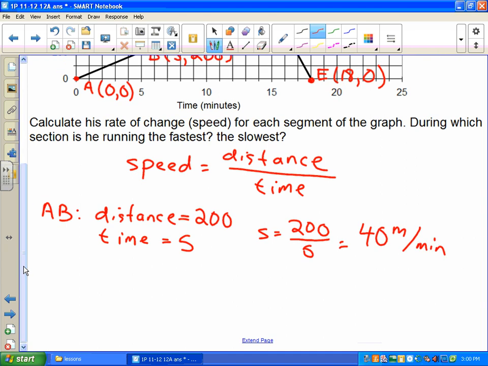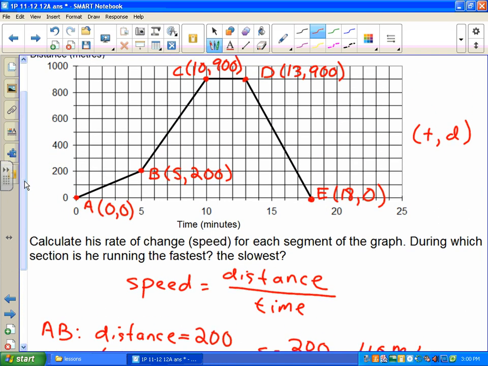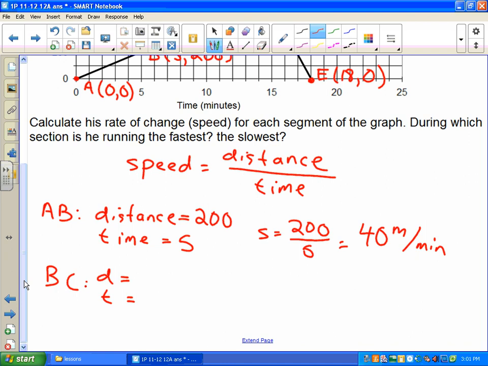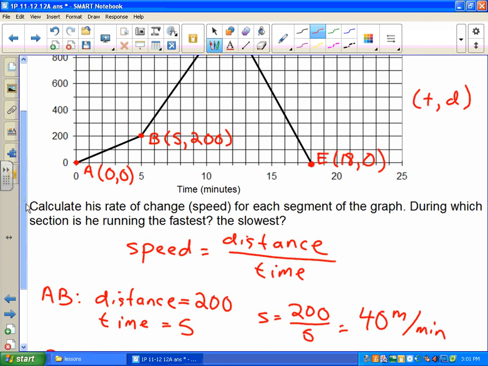Let's go on to the next section then. From B to C, again, we want his distance and his time. Well, for BC, he starts at a distance of 200, ends up at a distance of 900. So how far did he travel during this time interval? How are we going to figure that out? Well, let's see. If he ends up at 900 and he started off at 200, we want the difference between them. So 900 minus 200. So he traveled 700 meters.